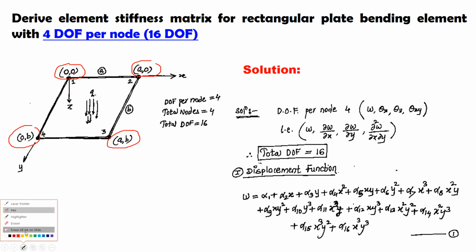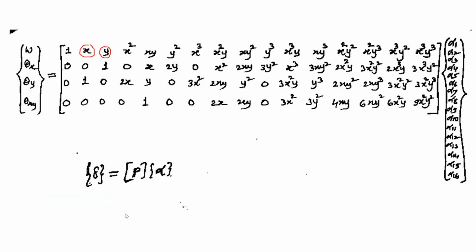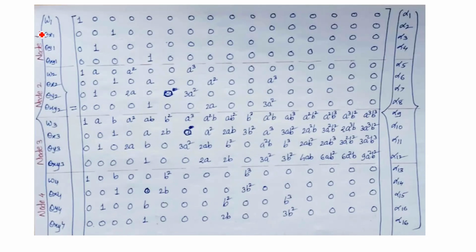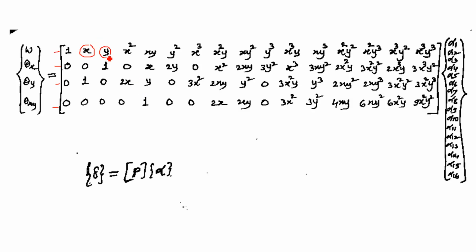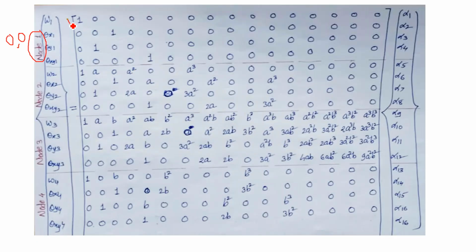If you put these coordinates in the parametric matrix, there are 4 rows for one node, and because of 4 nodes it becomes 16 rows. So this is node number 1. Node 1 coordinates are 0, 0, so if you put x equal to 0 and y equal to 0 in all 4 rows, you will get these 4 rows for node number 1.